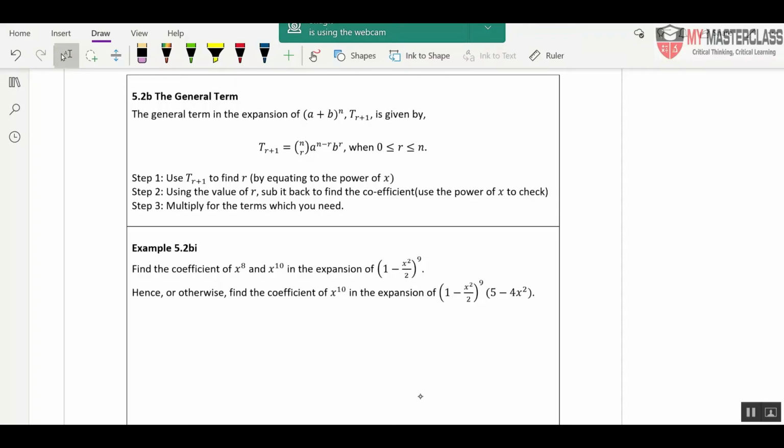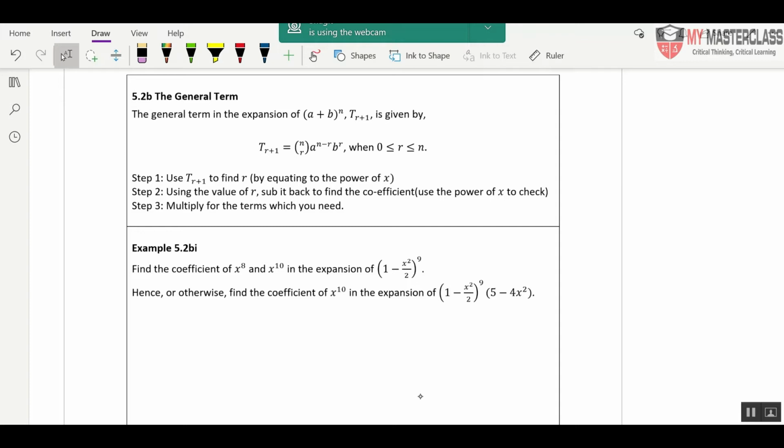This part, we will use the general term to find the coefficient of any powers of x in the middle. Now, when do we use this general term? This general term is used when, number one, the question didn't ask you to expand. It is usually in the middle of the expansion, so it's not in the first, when they never ask for the first four terms.